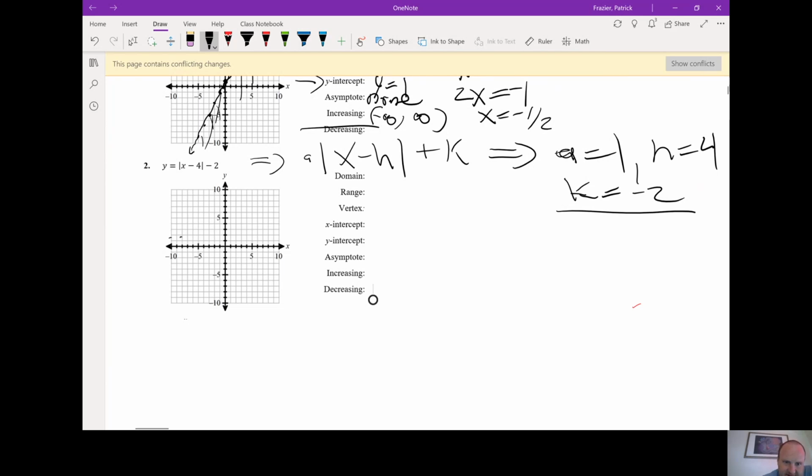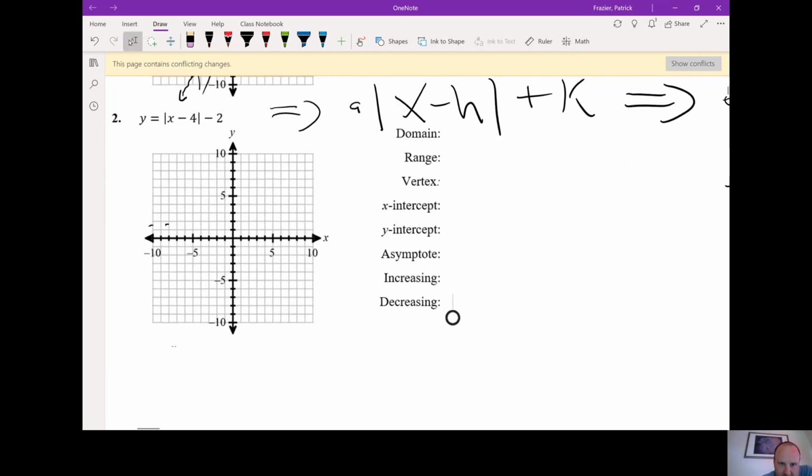So focusing on k, negative 2, that's a set of directions on what we're going to do on the y-axis. So it means that our vertex is going to start at the point where y equals negative 2. So negative 1, negative 2, somewhere along here is where we're going to start.